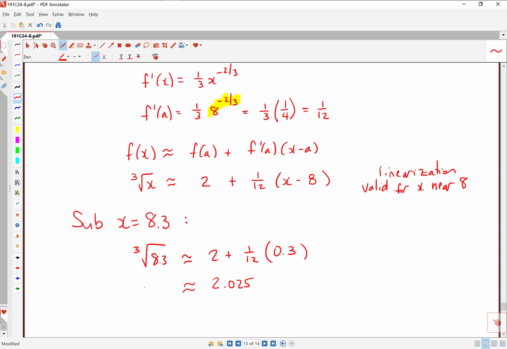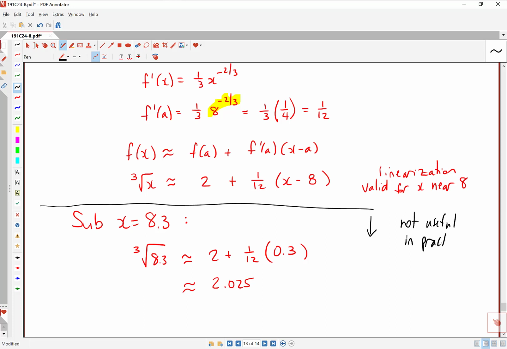And if you wanted to check whether you had done your work correctly, you could go to your calculator and type in the cube root of 8.3, and you can check that, yes, it does come out pretty close. Before we finish this example, I just want to really emphasize how we would be using this. This second part here is not really so useful in practice because of course we have calculators that can do computations like this. It really just allows us to check our work and confirm whether we've done a good job of approximating our function. So it's really just a check.